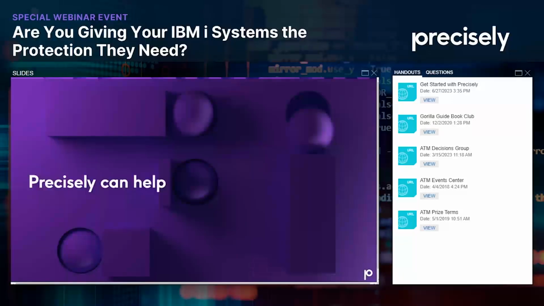So where can Precisely help you with all these different dimensions? I sort of teased it a little bit as we went through those, but I just want to spend a few minutes here as we wrap up to give you a sense of where we can help you with all these different areas of being able to protect your IBM i in a way that it really deserves.